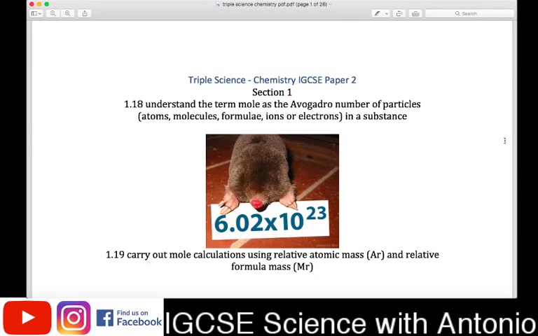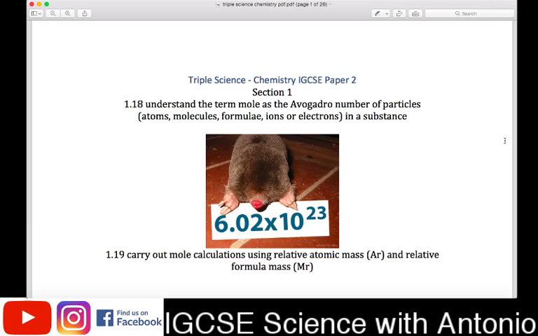So today we are going to go over the Edexcel triple science chemistry knowledge. Alright, so for the first section we're going to talk about the Avogadro's constant, 6.02 times 10 to the power of 23. And how could a question come up?